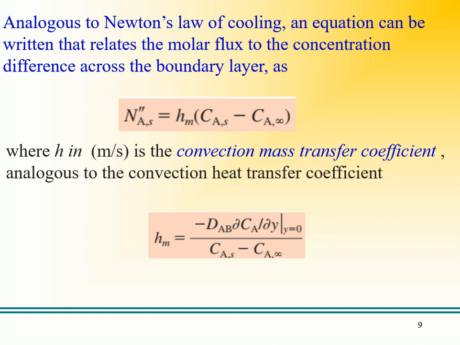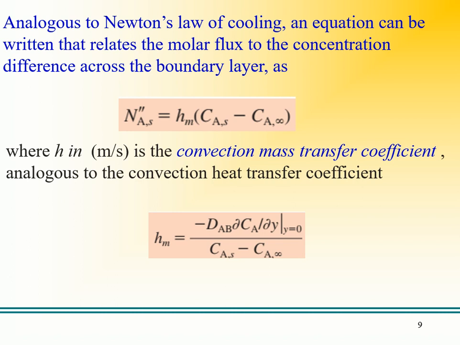Analogous to Newton's law of cooling, an equation can be written that relates the molar flux to the concentration difference across the boundary layer. In the same way that we discussed in Newton's law of cooling, we can also write this equation for mass transfer due to convection. So NA double dash at the surface is equal to hm times (CAS minus CA infinity). It is just like Ts minus T infinity in the case of Newton's law of cooling. Here hm is of course the convection mass transfer coefficient in meters per second, and that is analogous to the convection heat transfer coefficient.